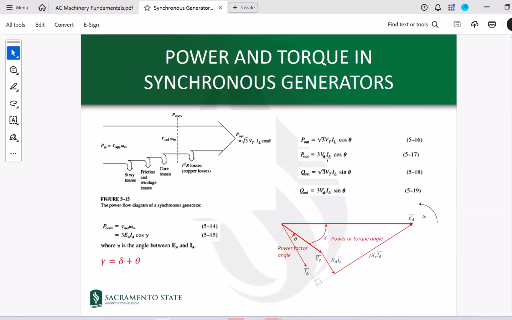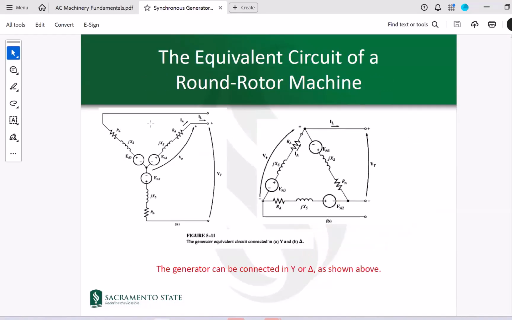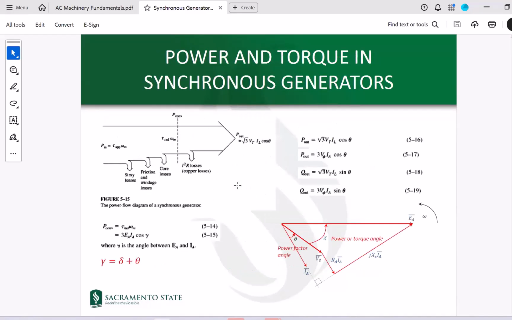And that IA versus IL is the armature current versus the line current. So look at here. In the Y-connected case, the armature current would be the same as the line current, right? But in the delta case, no. The line current is not the same as the armature current. Armature current is within that triangle. On the contrary, the terminal voltage would be the same as the phase voltage in the delta connection, but in the Y connection, the terminal voltage would not be the same as the phase voltage. So keep that in mind.